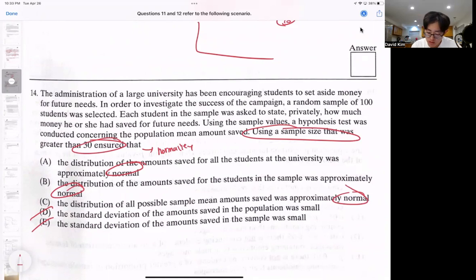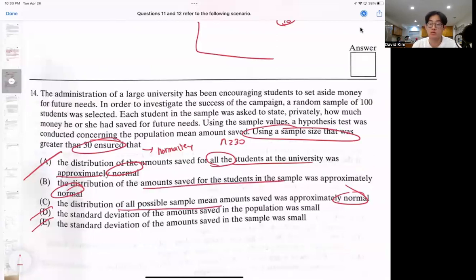The distribution of the amount saved for all students at the university is approximately normal. This is talking about the population. We're not talking about the population. The reason why we want to make the sample size as big as possible is so that for your sample, but not just one of the samples, for all possible samples to be normally distributed. So the correct answer here would be C. B and C are kind of saying the same thing, but C is the better answer because we're talking about all possible sample means being normally distributed.